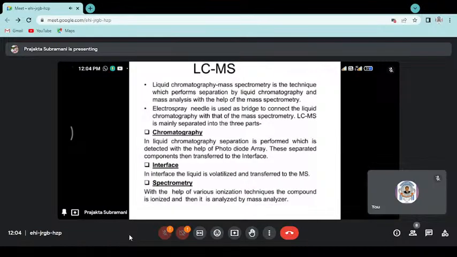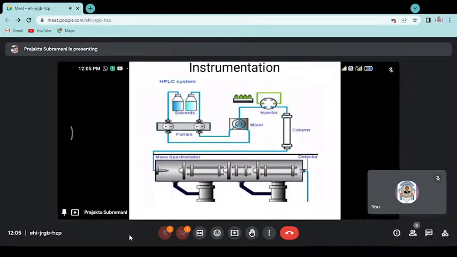Because in liquid chromatography, the sample is separated in the form of liquid or in the form of solid, so it is converted into its ionized form by using the interface. And in mass spectrometry, with the help of various ionization techniques, the compound gets ionized and then it is analyzed by using different mass analyzers. So this is the instrumentation of LCMS.